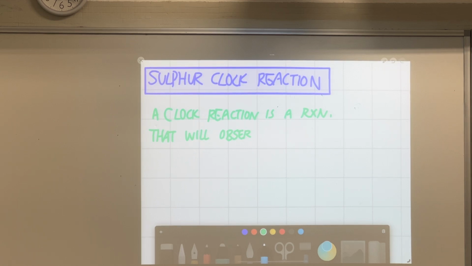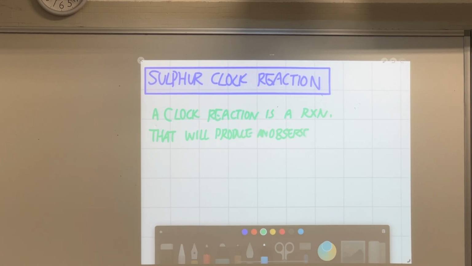Metal and acid. Gas bubble? Yeah, colorless gas bubble, right? And after some time, gas bubble will not form anymore. That's because the reaction will stop. Okay? And clock reactions are reactions that will produce an observable change after some time.